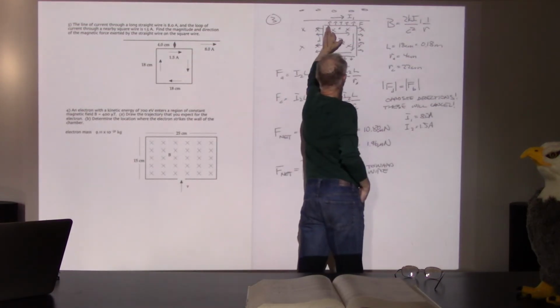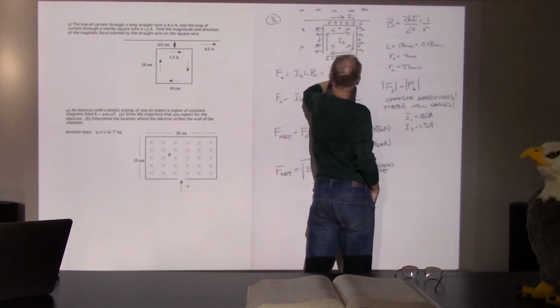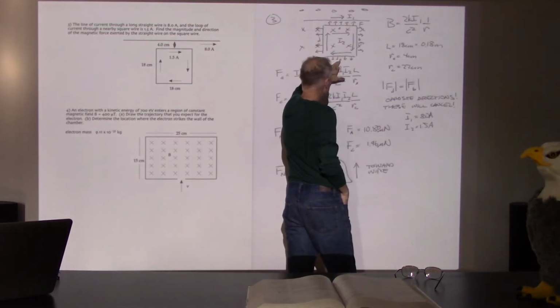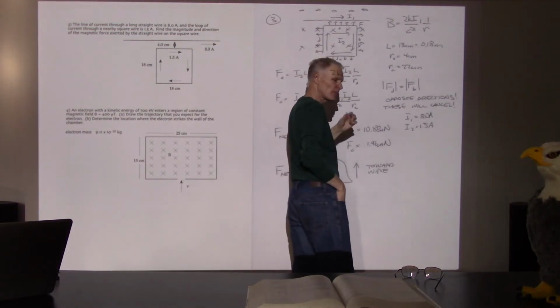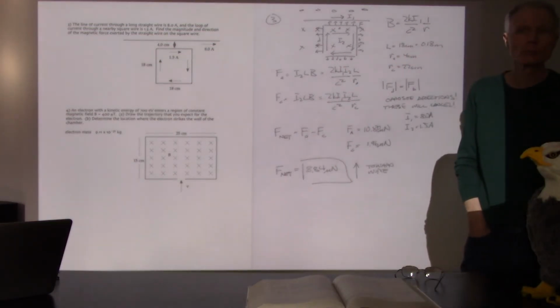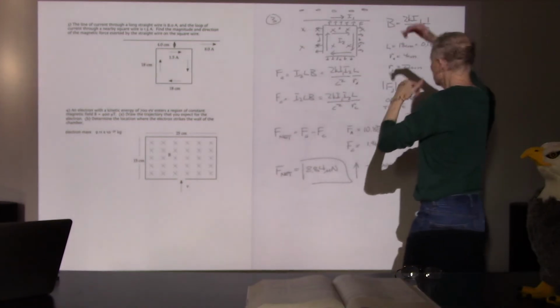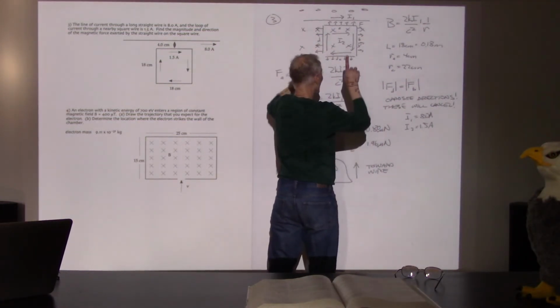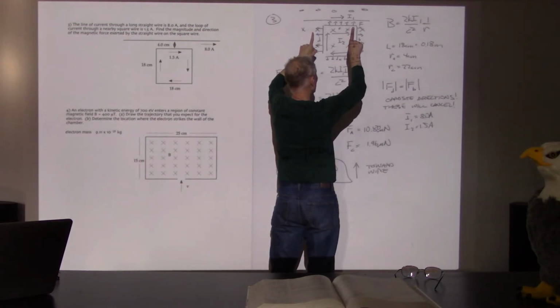So that looks like what we've done before. And then here, I'm going to get repulsion, because that's anti-parallel. But the repulsion effect will not be as large as the attraction, and that's because the distance is larger. So between this section A and section C, I have a net force upwards.